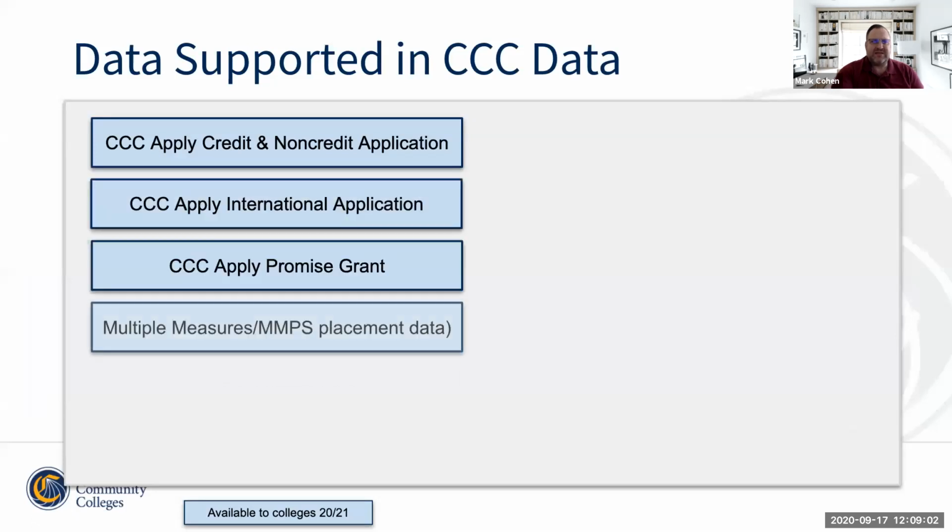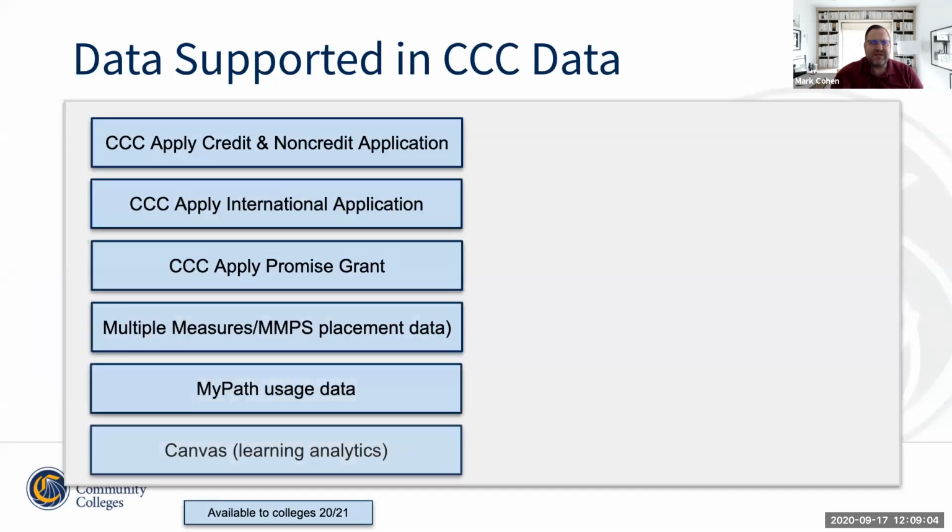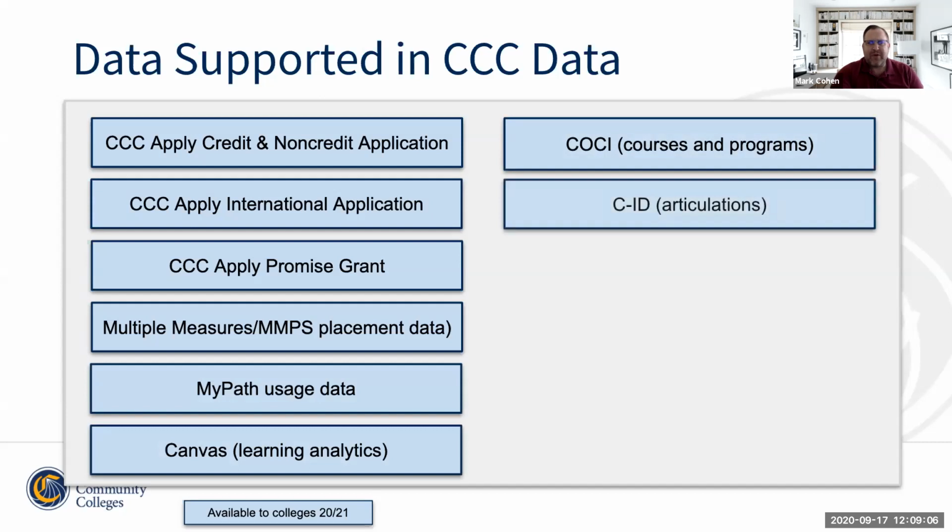today it consists of all the data from CCC Apply, including the application, non-credit application, international application, and promise grant, as well as the LGBTQ data that's been available in the report server, the data from the multiple measures placement program, MyPath usage data, data from the college's Canvas system when requested by the college, and data from the chancellor's office, curriculum inventory or COCI, as well as the CID system.